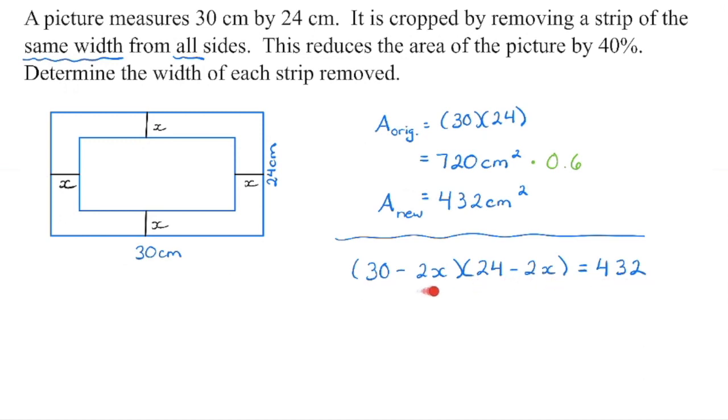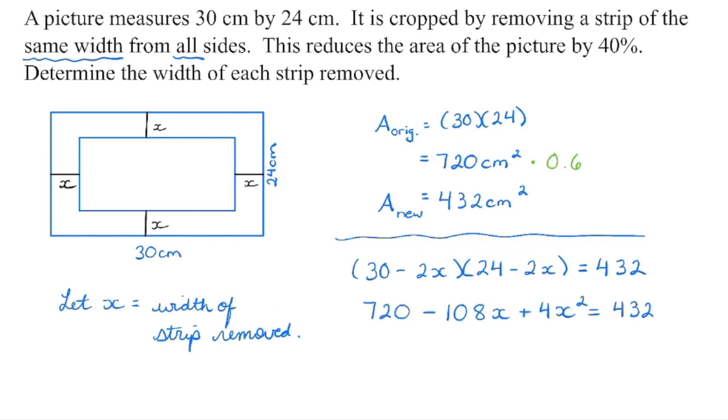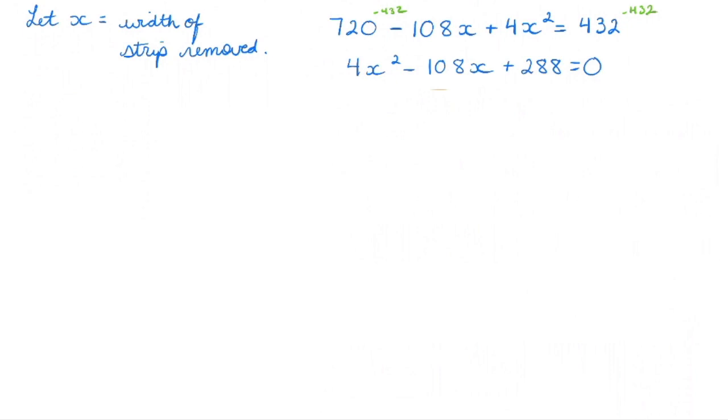We now have a quadratic equation where we can go ahead and solve for x. And then let's FOIL this out to put this in standard form. So we're going to multiply 30 times 24 to get 720, negative 60x minus 48x is going to give us that middle term of negative 108x, and then negative 2x times negative 2x is positive 4x squared. I'm now going to move over this 432 to bring one side equal to 0. And then once we do that, we end up with this. Our ultimate goal is to solve for x.